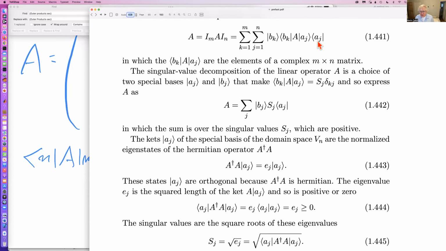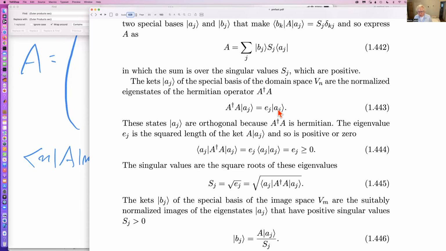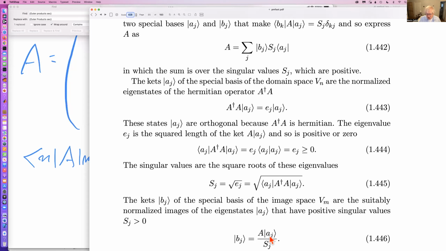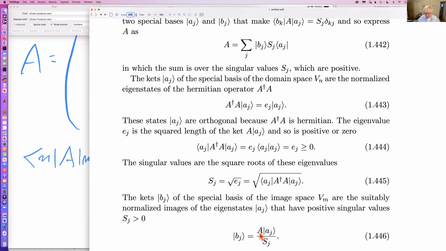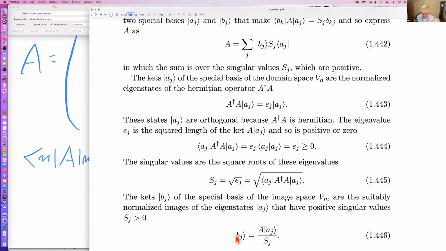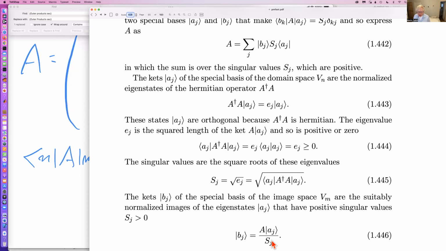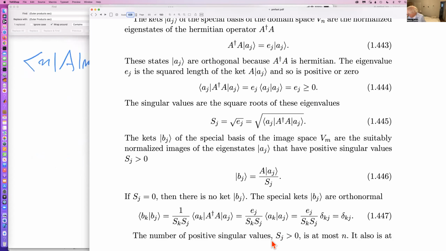Then we choose this basis, the basis of the domain space, to be the eigenvectors of A dagger A. They have positive eigenvalues. The singular values are the square roots of the eigenvalues. And the B's are just the image of the A's under the matrix A. So A maps the eigenvectors of A dagger A into the B's, and then we scale them by dividing by S_J.